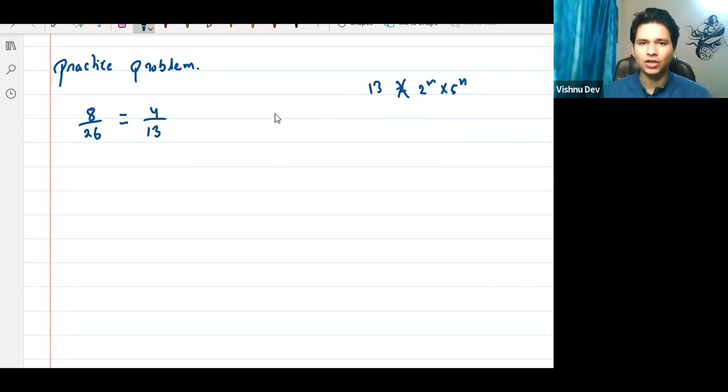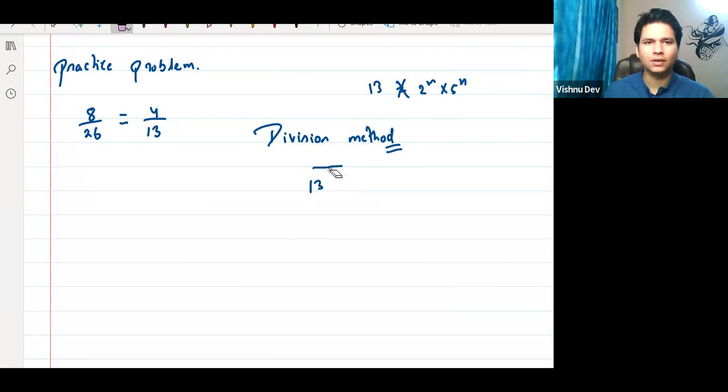So how can we convert into decimal? Let us think. We will use the division method, basic division. I hope all of you have already studied division. So let us see. 13 will divide 4.